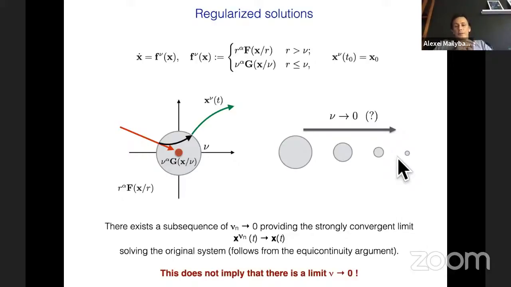So if this limit exists, so for every finite nu you have a solution. Now if sending nu to 0 gives you a limit, you can be completely happy, because this exactly selects the right solution of your original singular problem. So if this happens, you find a solution.